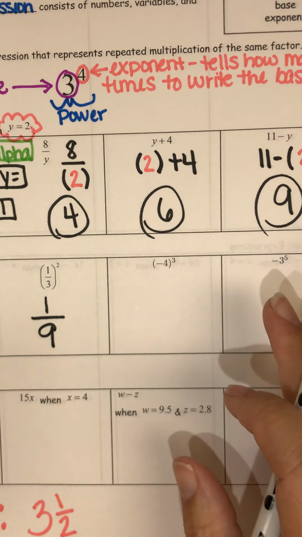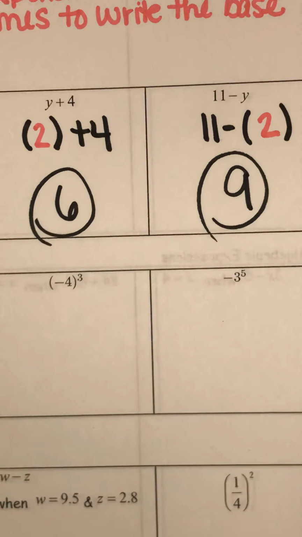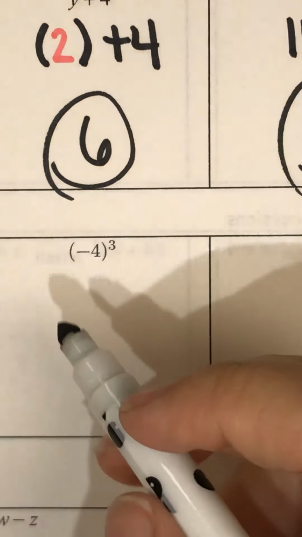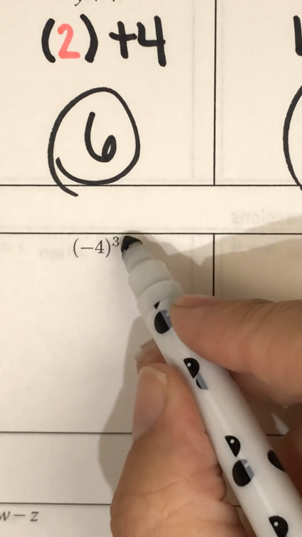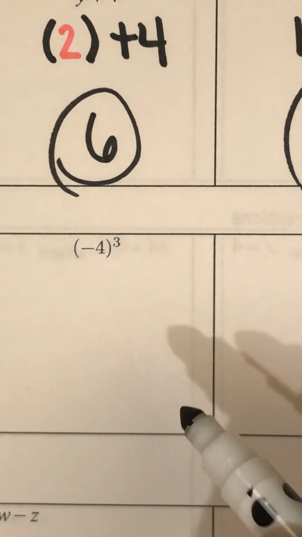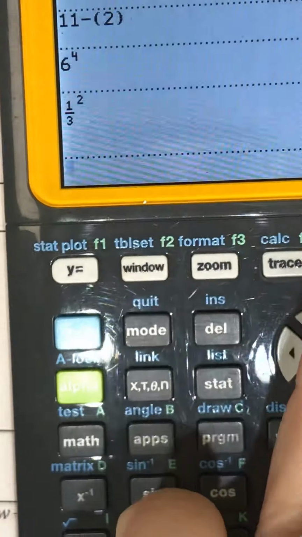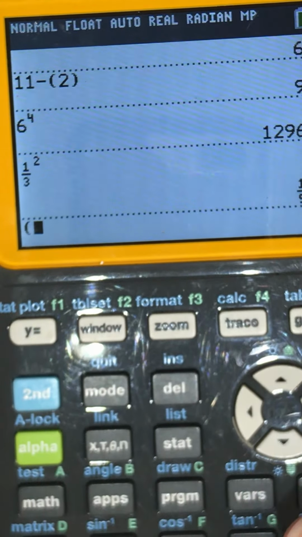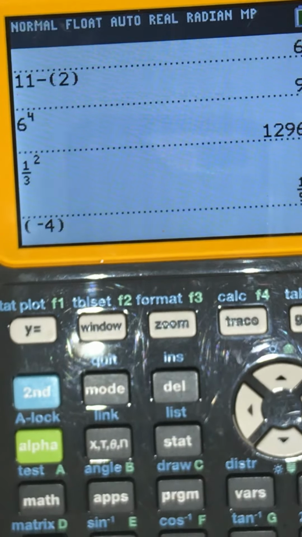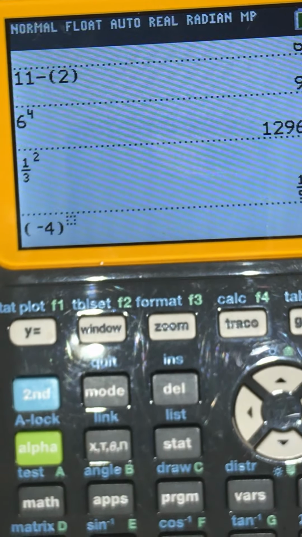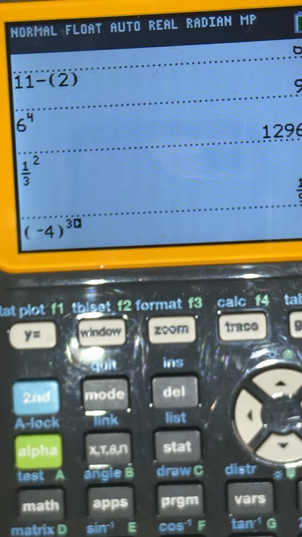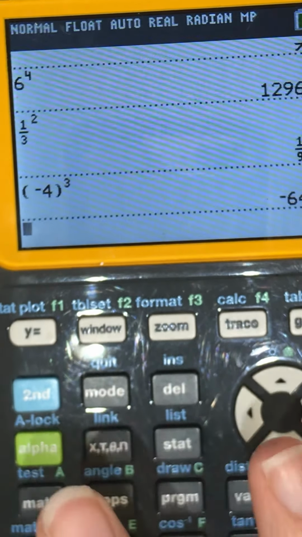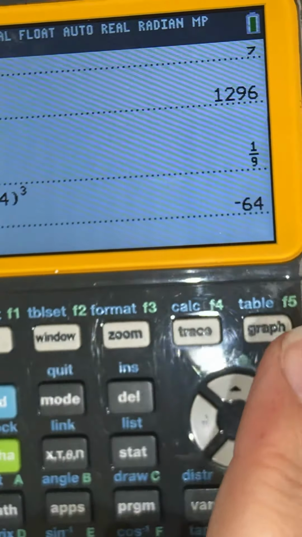The next problem is -4 cubed. And that's how you say the exponent of 3 is cubed. So I'm going to type in my calculator here, parenthesis, -4, closing my parenthesis, caret key to push that up to the 3. And then I'll hit enter. And it gives me the answer of -64.